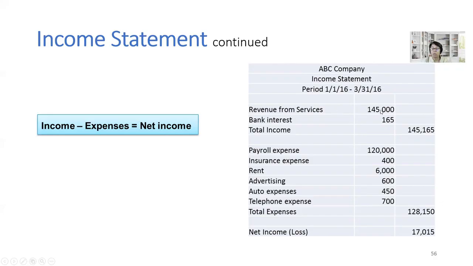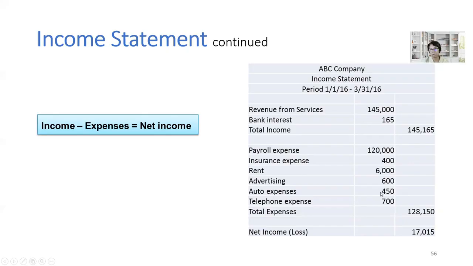And the revenues were $145,000. Woo, that's a lot. And the interest was $165. So the total income was $145,165. Now, these are all the expenses, because if you see here, income minus expenses equals net income. I paid my employees $120,000. I had insurance, rent, advertising, auto expense. Now, this auto expense is not buying an auto.